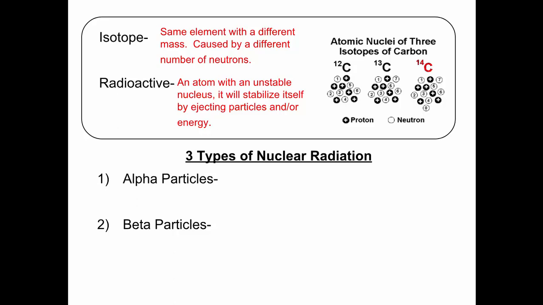Tyler? When they shot them into the glass? No, not the glass. Who shot them into the gold foil? Remember his name? Rutherford, yeah. In Rutherford's gold foil experiment, he was sending alpha particles through a very thin layer of gold and seeing what happened to them. So an alpha particle is really a helium nucleus.